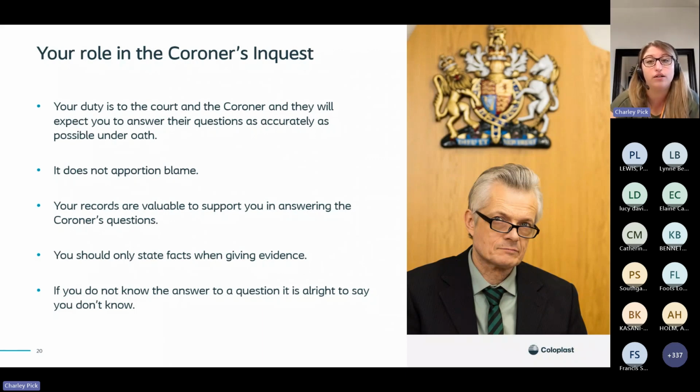If you don't know the answer, it's absolutely fine to say that you don't know. Do not lie. Do not add anything to the story, and do not make anything up. Because remember, this is a court of law and you are under oath. So stick to the facts, stick to what the documentation says, and answer the questions to the best of your ability from the notes that you have from the documentation.